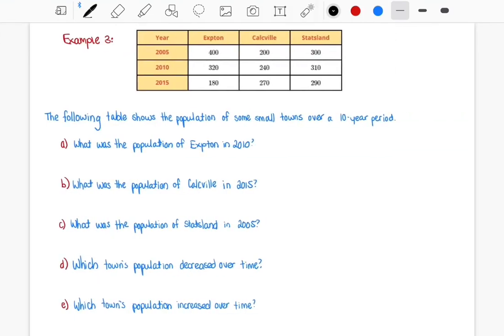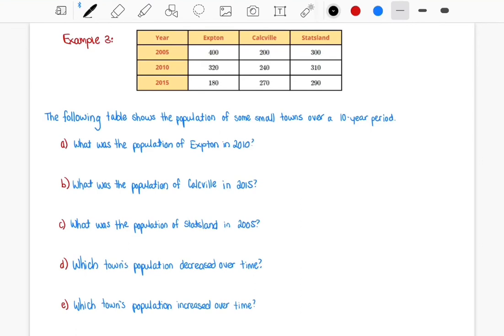So now we've got our third example, which is a table. So for the table, we've got 3 different cities and years with 5 years different between them. It says the following table shows the population of some small towns over a 10-year period. Okay, so now it's got individual questions.